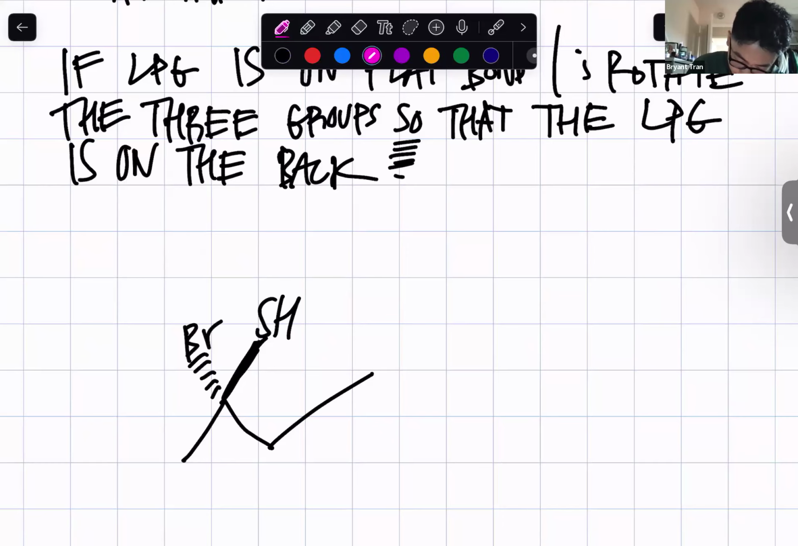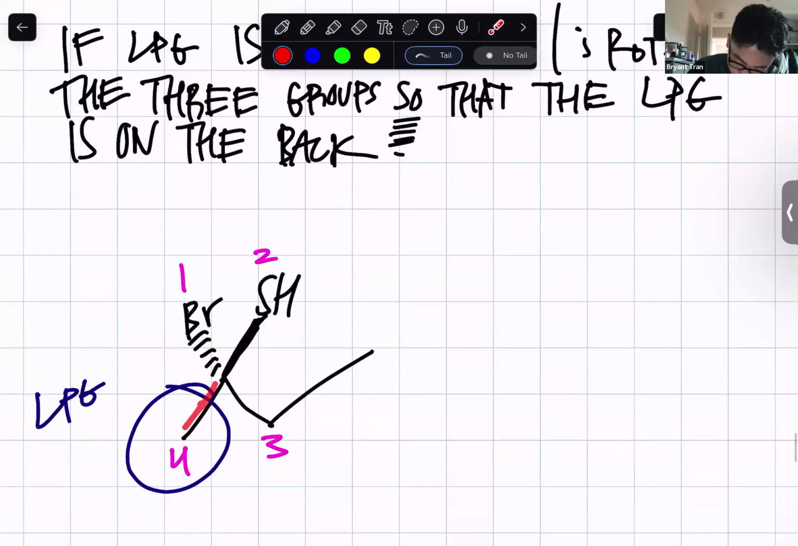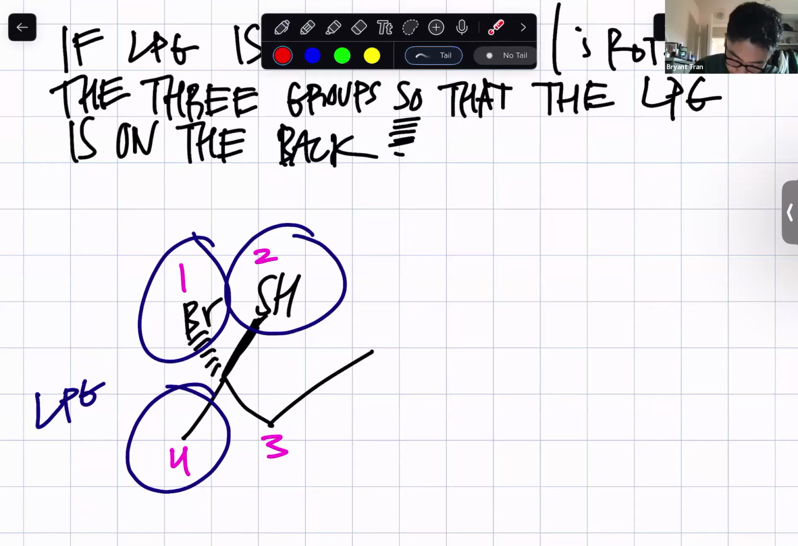where we know that bromine has priority group number 1 because it has the highest atomic number, and sulfur is priority group number 2. This group is number 3, and then this group is number 4. Now, we see that the lowest priority group, LPG here, is on a flat bond. We do not want that. We want the lowest priority group, LPG, to be on the back, the dash. So to make that happen, we have to rotate these 3 groups right here, keeping this group still. It's going to stay still, because we're rotating the single bond right here, where I'm going to rotate the methyl group, the lowest priority group, to go to where the dash bond is.